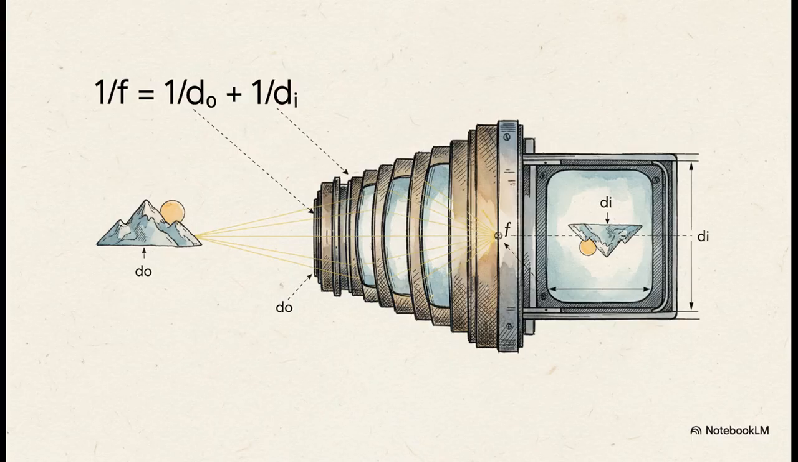This right here is the famous lens equation from optics. It's a core formula that connects the focal length of a camera lens, that's f, with the distance to the object you're shooting, d sub o, and the distance from the lens to the image sensor, d sub i. But just look at it. How would you actually use this to solve for anything?